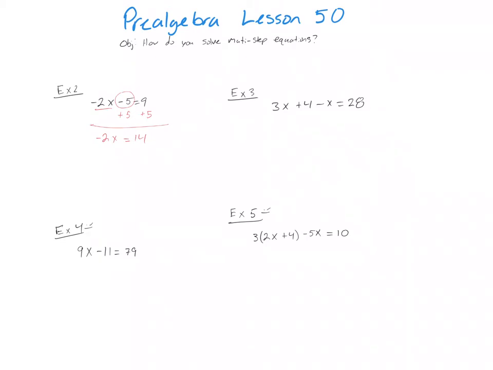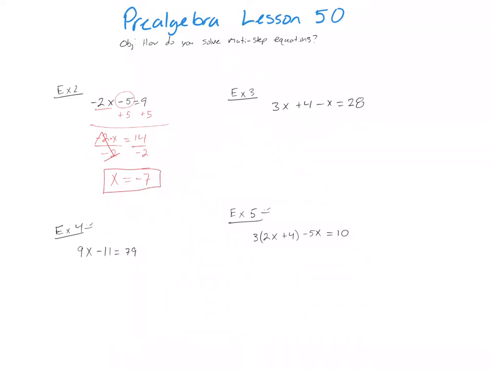Now that x is multiplying by the negative 2, so the opposite of multiplying is going to be to divide. So divide both sides by negative 2. Negative 2 divided by negative 2 is just 1. 1 times x is x. So I end up with 14 divided by negative 2, which is negative 7.